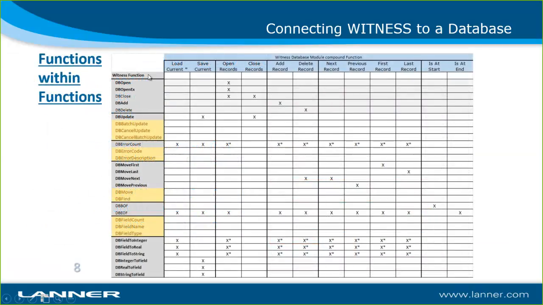The Witness functions I've listed down here. You can see dbopen, dbopenx that we've discussed. These are the functions that are created by the wizard, and you can see which functions are used in which places. In several of these cases, such as open records, it actually references load current, so it pulled all of these in there. That's what the asterisk implies.